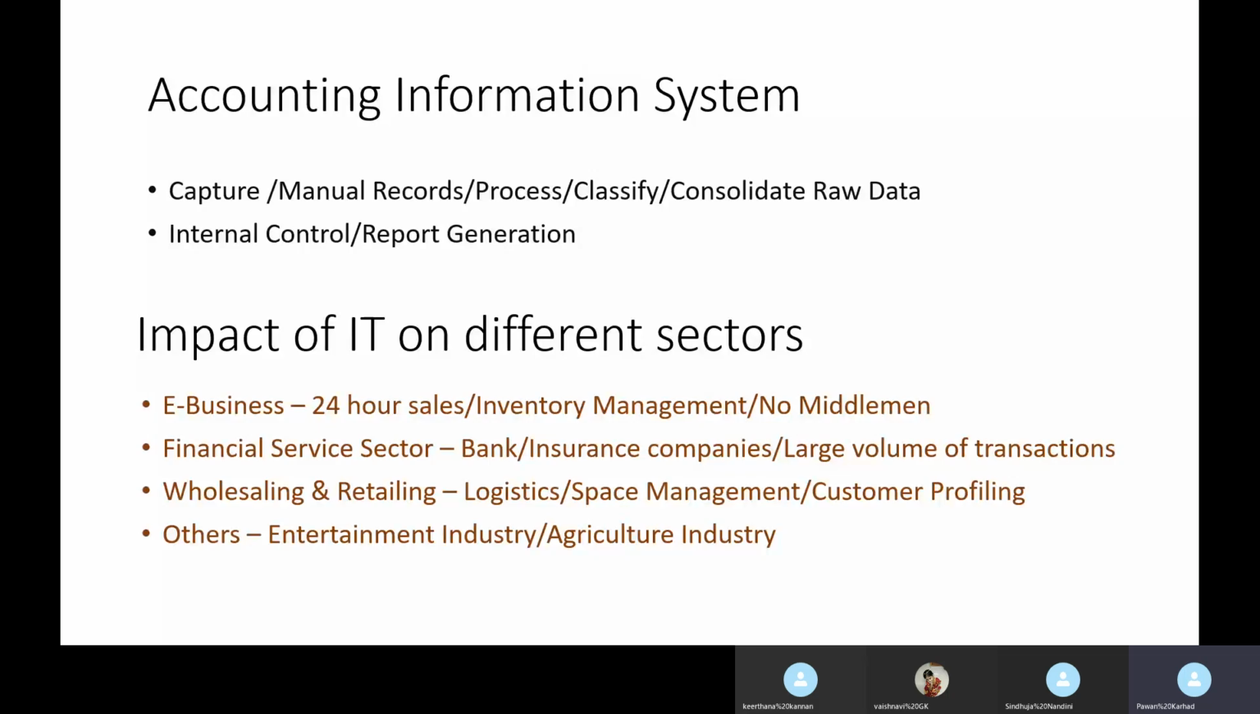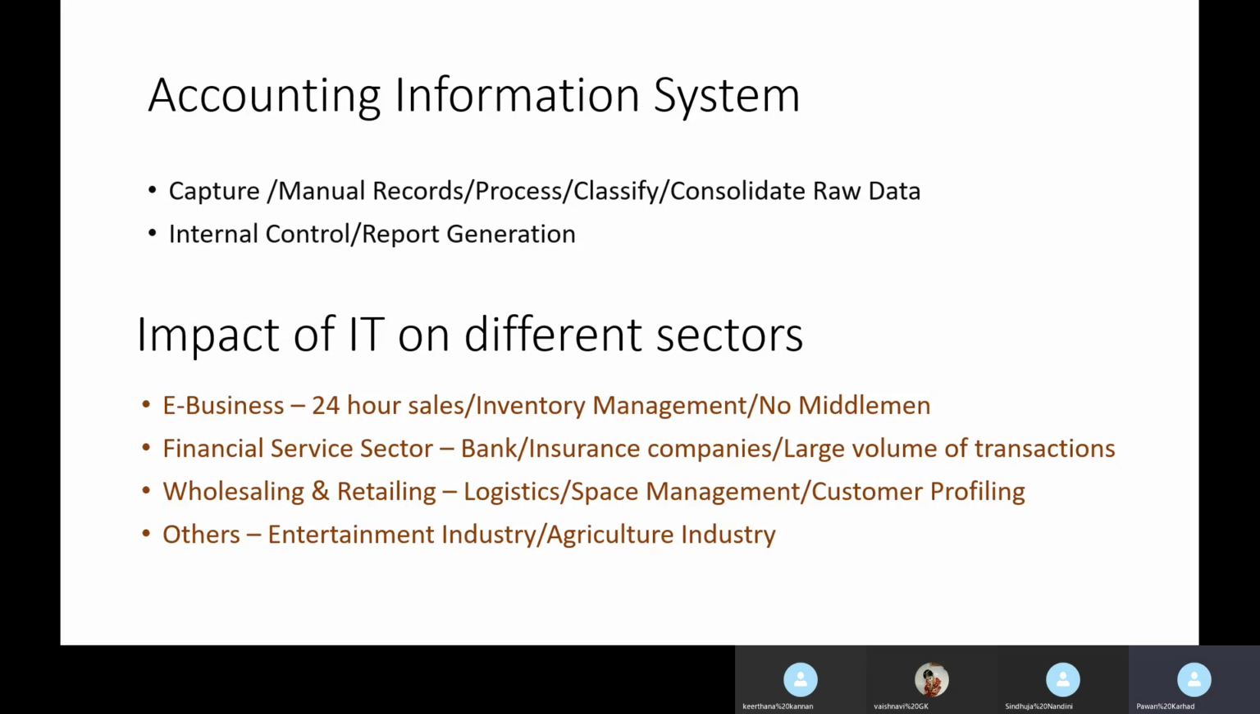That is why, if you see in the practice manual, there are 10 points for each heading, like e-business has 10 points. For knowledge purposes, you can read them, but don't write them all in the exam. For e-business, you can write 24-hour sales, inventory management, and no middleman. The important point here is inventory management. Your answer must have this point of inventory management.